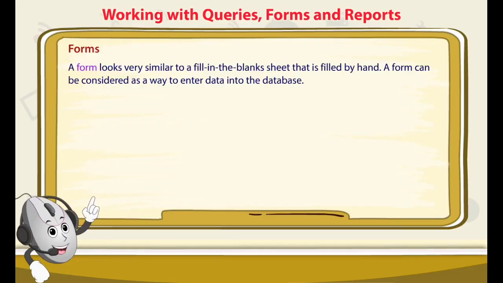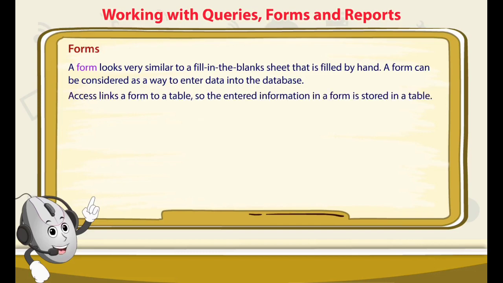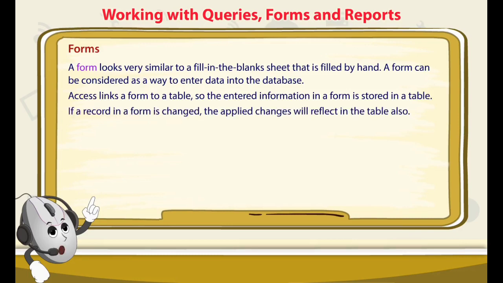Forms. A form looks very similar to a fill-in-the-blanks sheet that is filled by hand. A form can be considered as a way to enter data into the database. Access links a form to a table, so the entered information in a form is stored in a table. If a record in a form is changed, the applied changes will reflect in the table also.